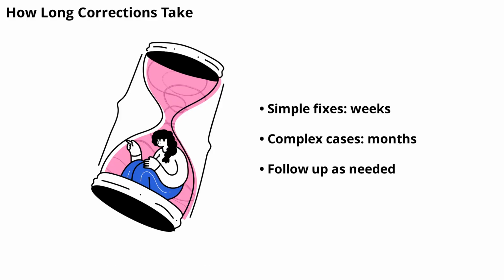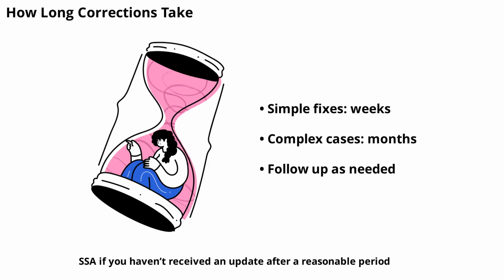The time it takes to correct your earnings record can vary. Simple errors may be fixed in a few weeks, while more complicated cases could take several months. Factors like missing documents or employer delays can slow things down. It's important to be patient but persistent. Keep track of your submission date and follow up with the SSA if you haven't received an update after a reasonable period.